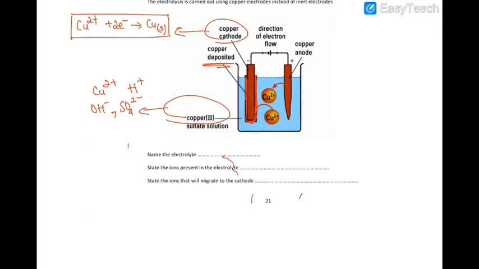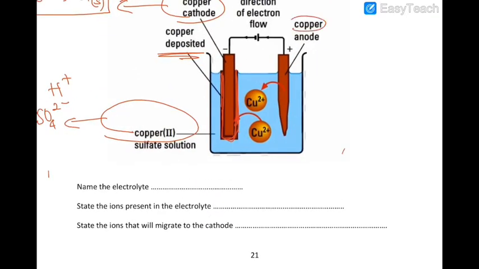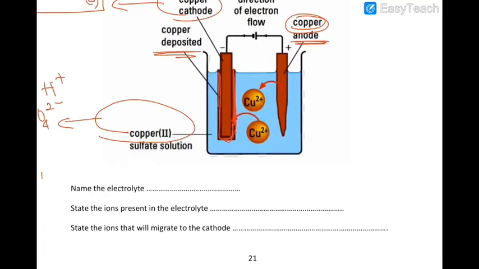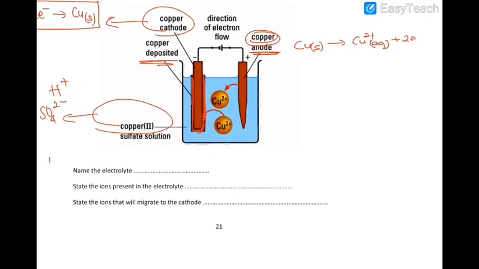Now here, at the anode, what will happen is that because the anode is made of copper, the anode itself is going to give off Cu2+ ions. The copper anode is actually going to dissolve in the electrolyte. So the copper anode is going to produce Cu2+ ions, and these ions are going to go in the solution. So you have the oxidation of the anode itself because the anode is reactive.